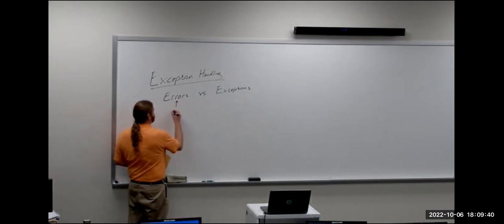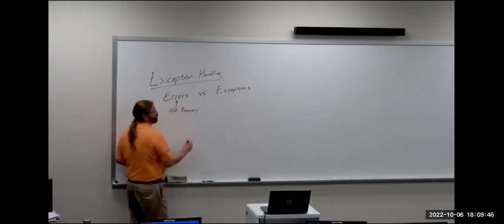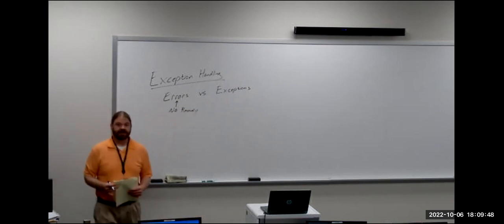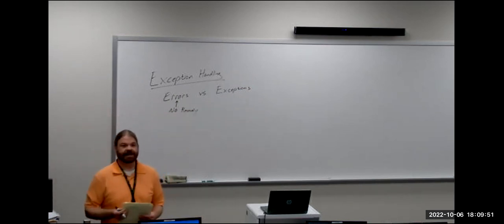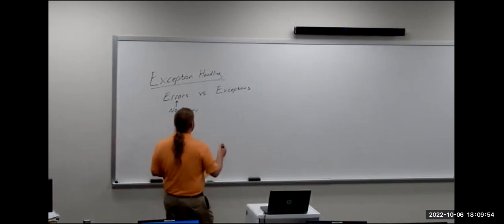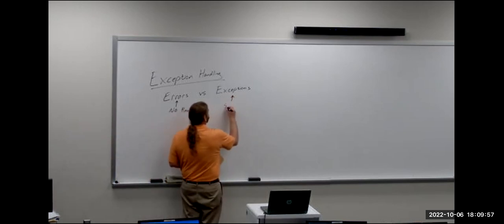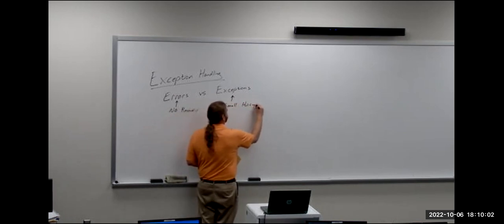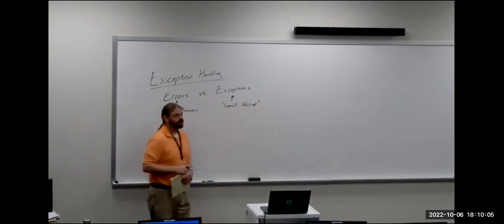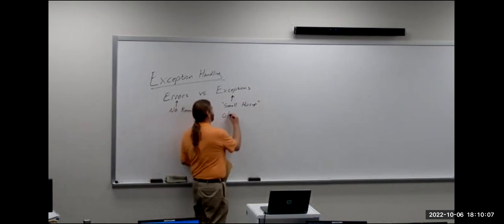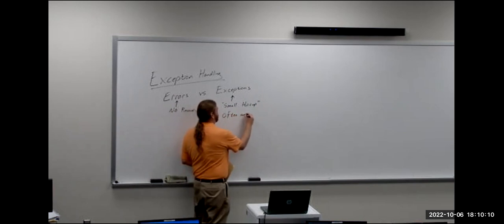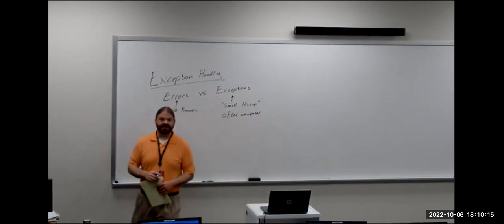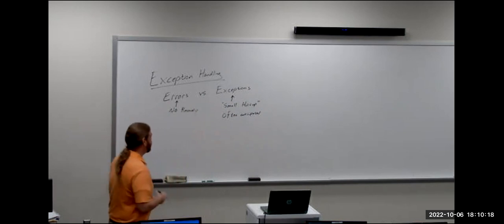An error is where there's no recovery. When an error happens, there's nothing we can do to recover our program. It's crashing regardless. An exception is a small hiccup, often anticipated, something that we should have expected was going to go wrong.